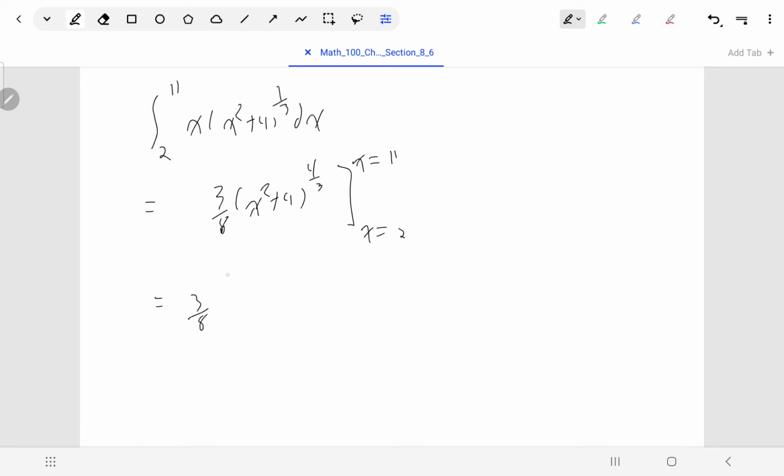So let's do that. Putting in the 11 and then putting in the 2.